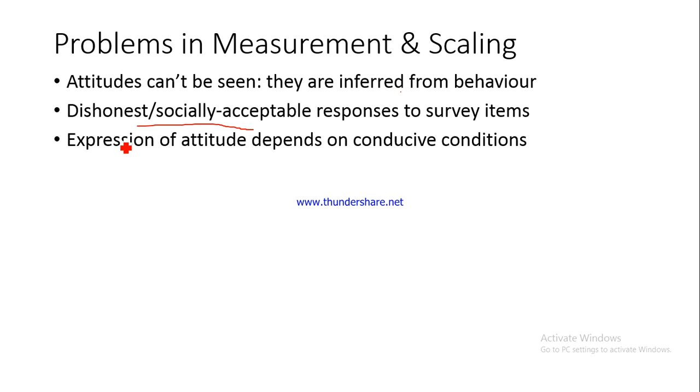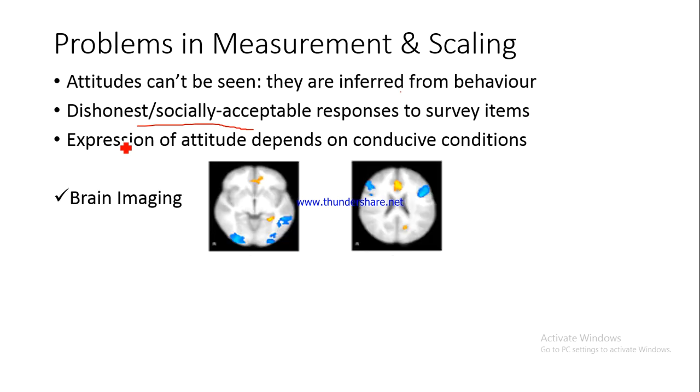Now how do we solve these issues as far as measurement of attitude is concerned? For that, now we have got some new tools and techniques which have come up only recently. One is known as brain imaging. Now brain imaging, what happens, please understand, these are two images which I have just used here just for illustration.